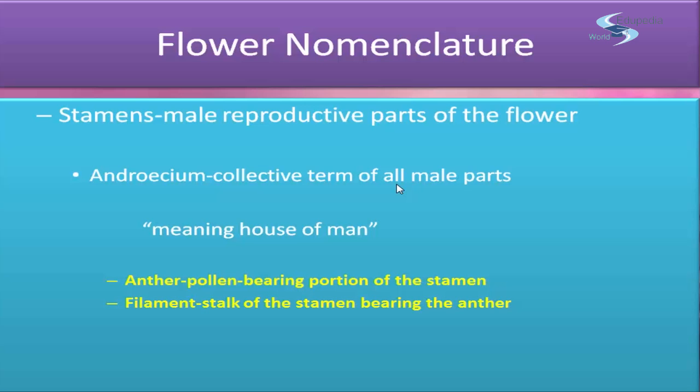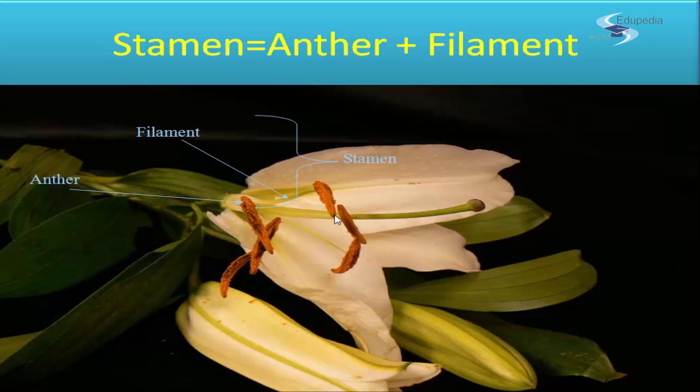Androecium is the collective term for all the male parts present in the flower, meaning house of men. Anther is the pollen-bearing portion of the stamen, and filament is the stalk of the stamen bearing the anther. As you can see, this is the filament and this is the anther, and together they form a stamen, that is androecium, the male reproductive part of a plant.